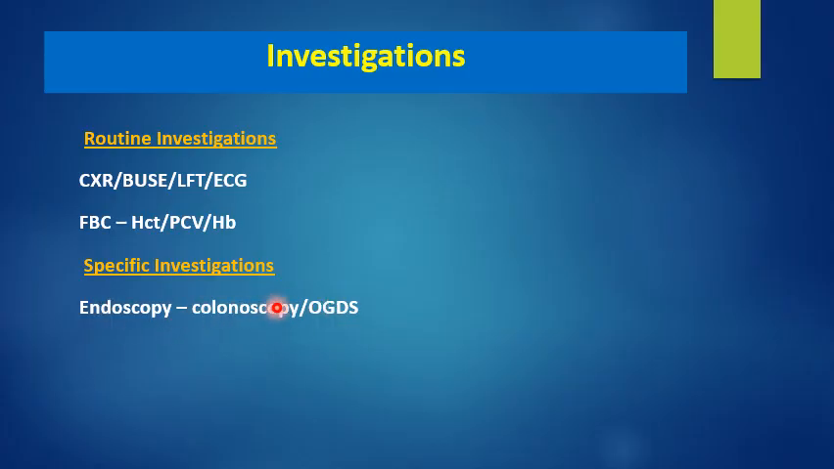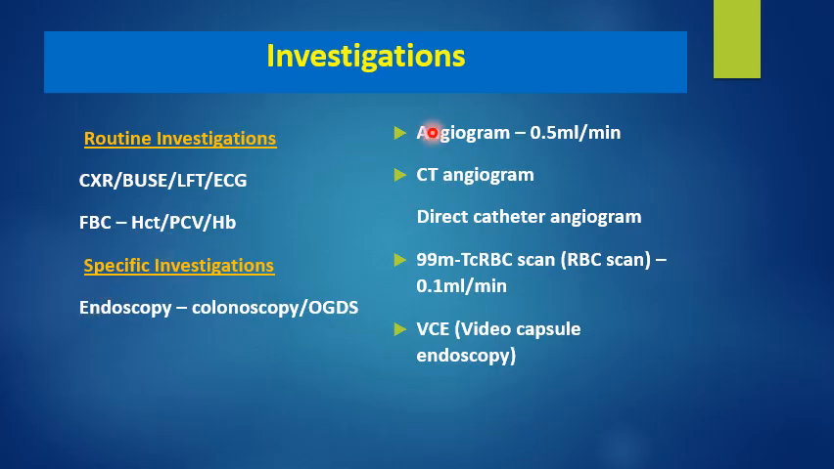Endoscopy in the form of colonoscopy remains the single most important investigation for patients with lower GI bleed. Other investigations include mesenteric angiogram, which can be a CT angiogram, which is nowadays more commonly done, or the traditional direct catheter angiogram. These are the two types of angiograms that can be done. For an angiogram to be positive, the bleed must be more than 0.5 mL per minute. If the bleeding rate is slower than this, these angiograms may not detect the bleeding.